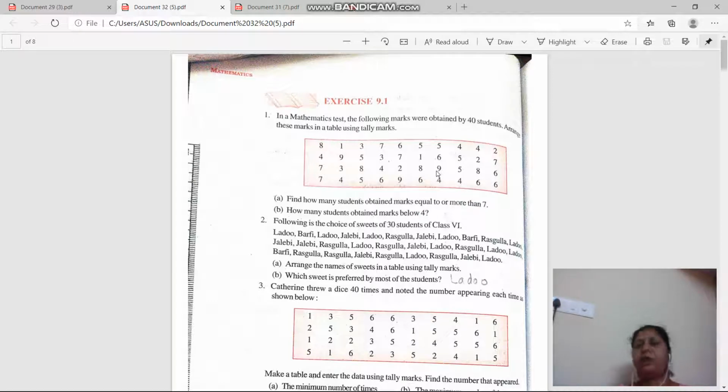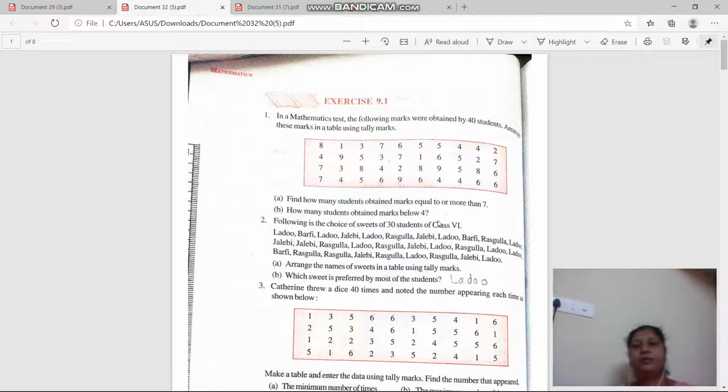9. So you have to make a table with 3 columns. In the first, the numbers 1 to 10 are there. Then second, tally marks, and last, number of students. Okay, you have to make such blocks, tick the number, and make the tally marks. Then it gives us systematic data, and then you have to answer these questions.